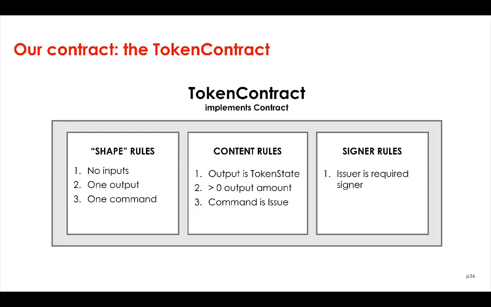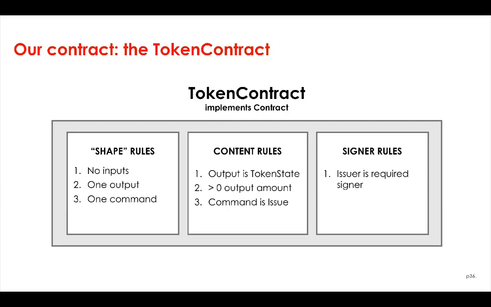It can be helpful to divide the constraints imposed by a contract into three categories. Firstly, we can think of constraints on the shape of the transaction. So the number of inputs, the number of commands, the number of outputs, etc. Then we can think about constraints on the contents of the transaction. So we can think about whether the states and the commands have the right types, do the fields of the states have the right values, are fields changing when they shouldn't be changing, or are there fields that shouldn't change but are changing. And finally, we can think about constraints on the signers of the transaction. So are the right people listed as the required signers on the transaction? And are there any unnecessary required signatures listed?